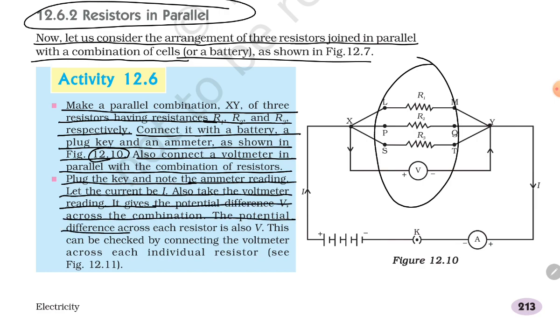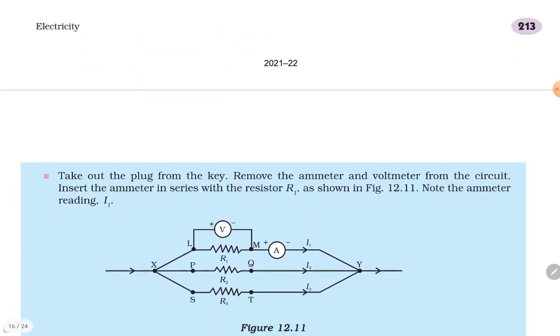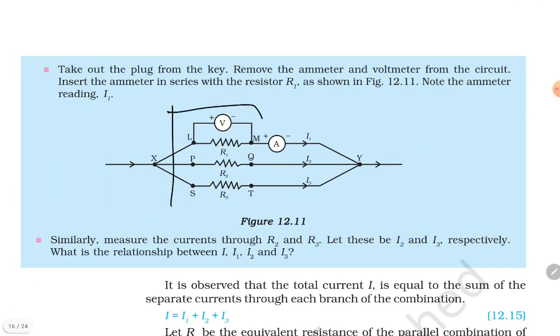The potential difference across each resistor is also V. This can be checked by connecting the voltmeter across each individual resistor. See figure 12.11. This is how the resistors have been placed. Take out the plug from the key, and remove the ammeter and voltmeter from the circuit.